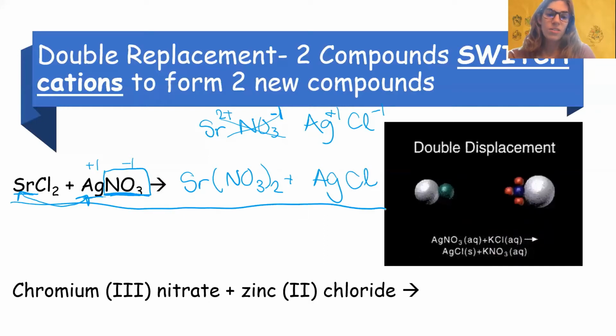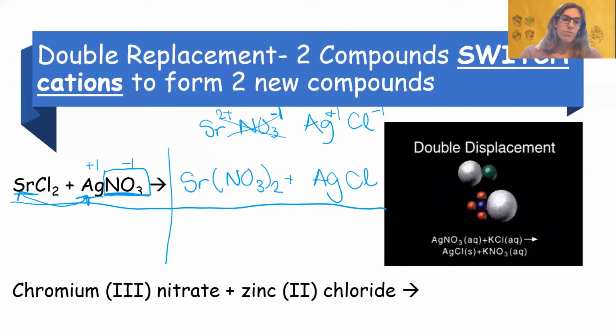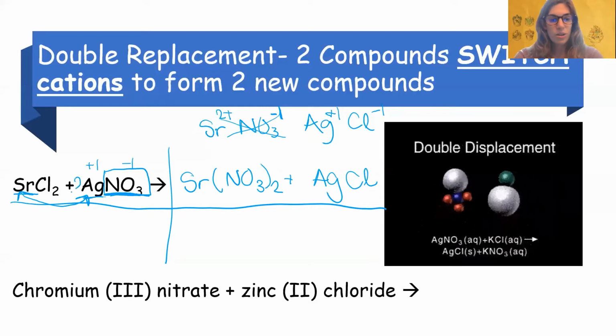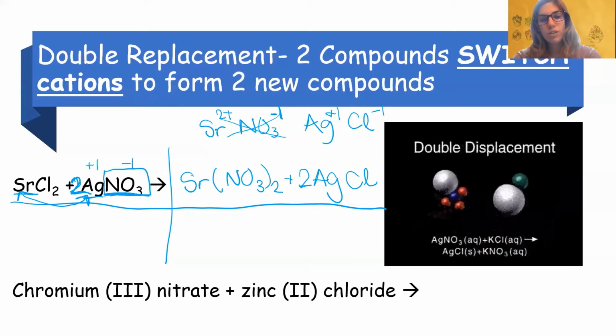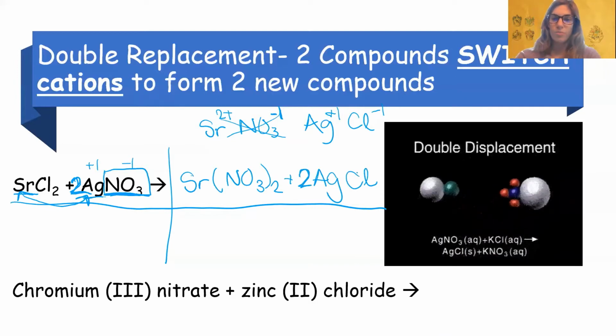Last but not least, do not forget to balance it. Keep nitrates together. If you have 1 nitrate on the left and 2 nitrates on the right, then we can add a 2 here. And we end up with 2 nitrates. We also have 2 silver now, so I'm going to put a 2 coefficient in front here. I have 2 silver and 2 chlorines, and everything is balanced out.